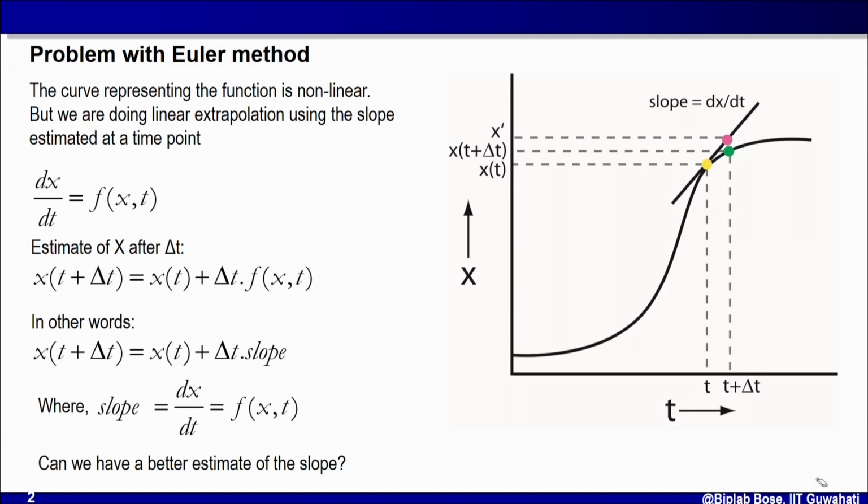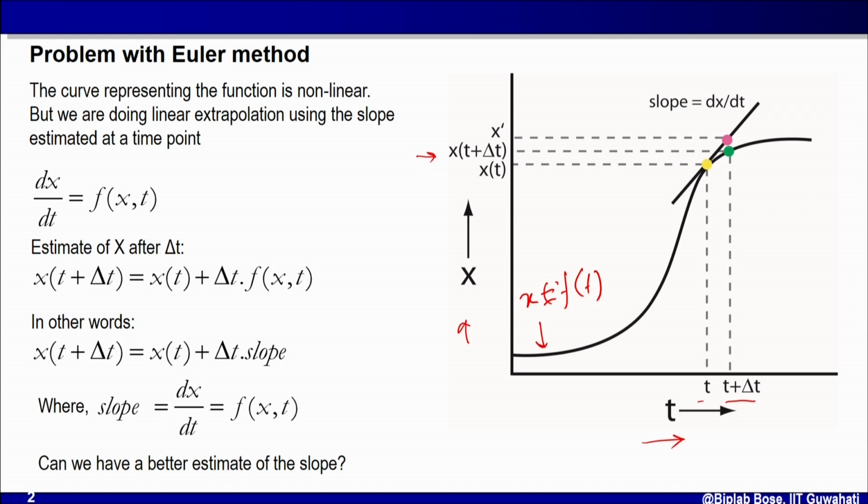Now let us look back into Euler's method to understand why we want a better algorithm. In Euler's method, suppose your function for x is this solid line shown here in the graph. T is varying on the horizontal axis, x is varying on the vertical axis. At time t, the value of x is this yellow point. At time t plus delta t, the exact value along this function for x will be this green one, that is x at t plus delta t.